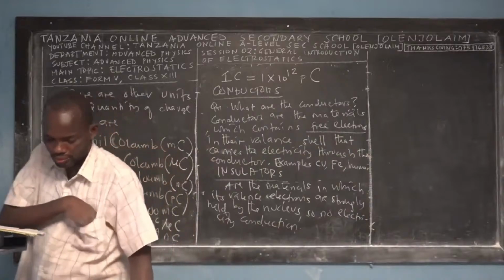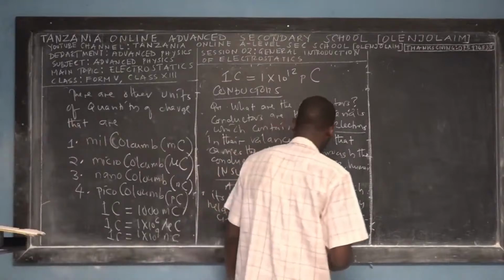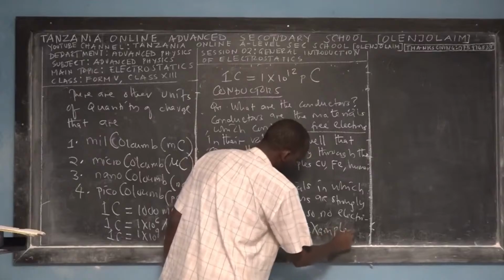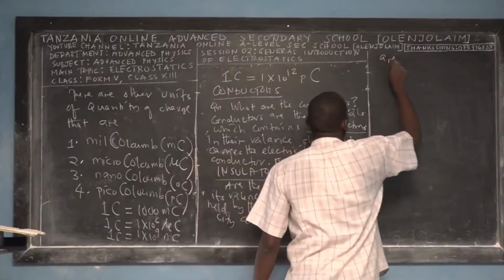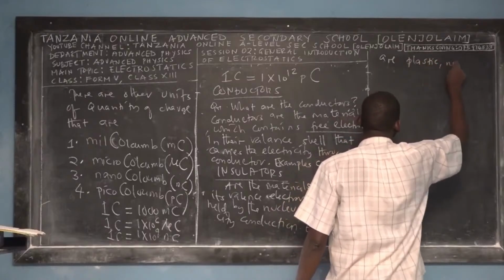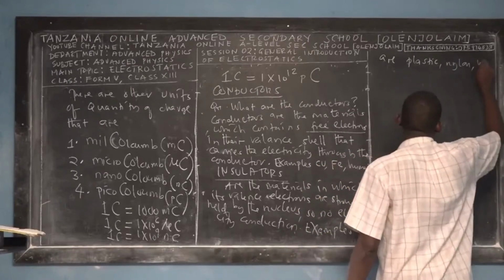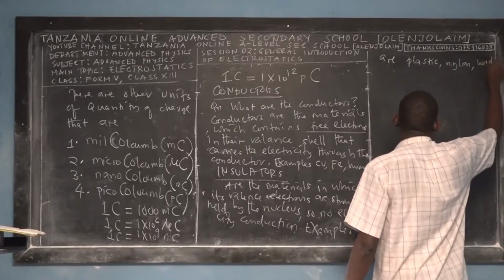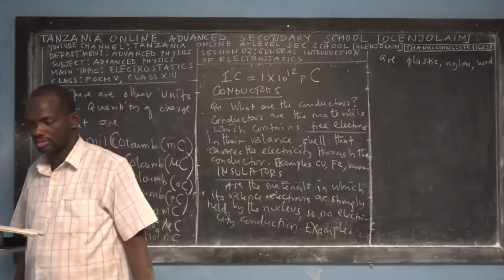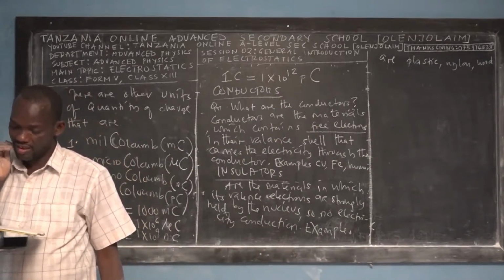So give me examples of insulators. Examples of insulators are: the first one is plastic, second one is nylon, third one is wood, etc., etc. So those are non-conductors. Does glass conduct electricity? Or we don't know?